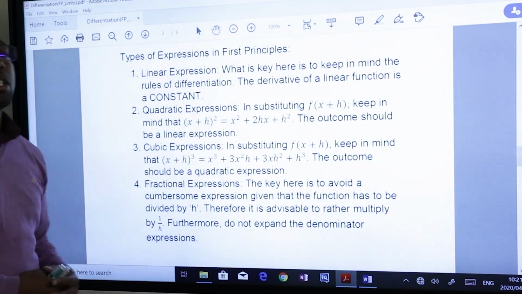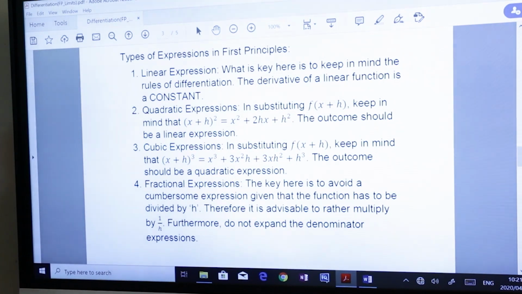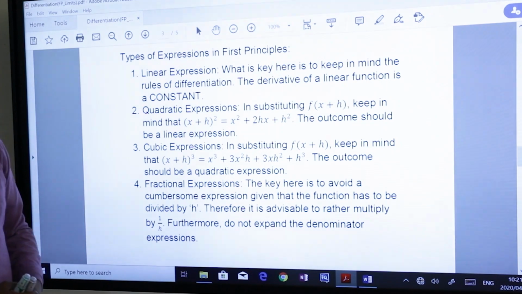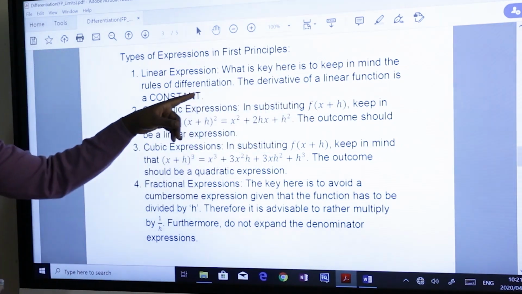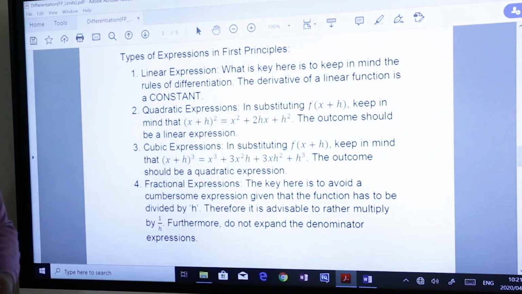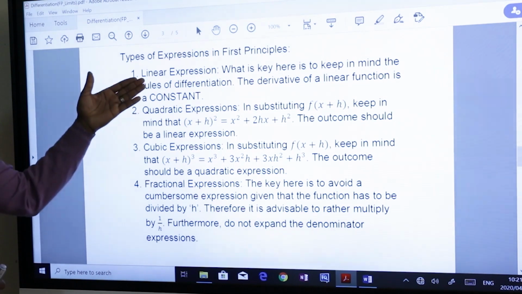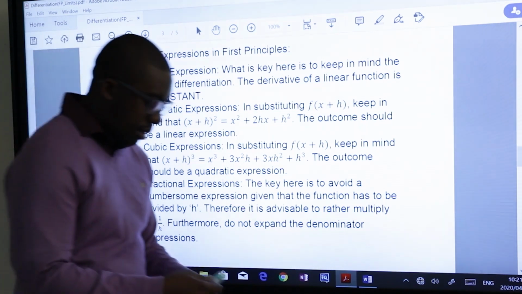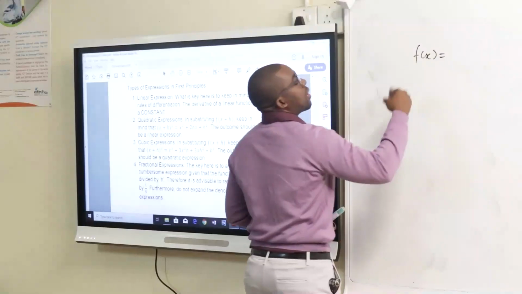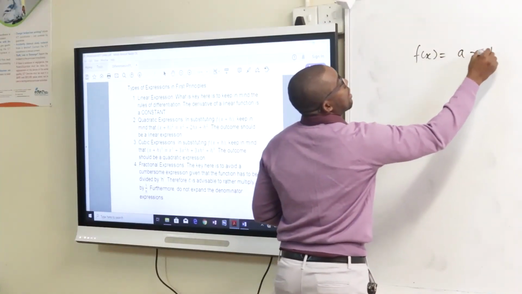There are types of expressions in first principles. The first one is a linear expression. What is key here is to keep in mind the rules of differentiation. The derivative of a linear function is a constant. That's the first one. So if it is linear, it could be f of x is equals to ax plus b.